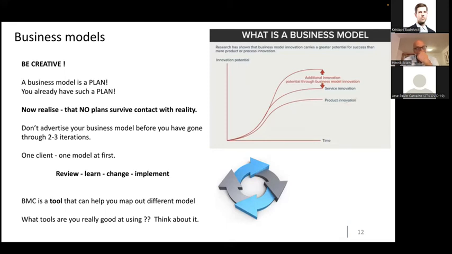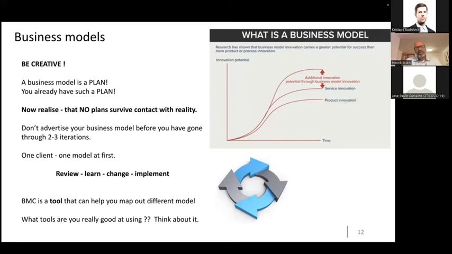Use the quality survey, review it, learn from what doesn't work, change it, and re-implement it again. And don't stop doing it, because markets change, people change. And yes, you can use the business model canvas to map out different models, but the business model canvas does not solve your problems. It's just a tool, and tools are very good at doing things when you know what you're doing. So if you know what you're doing, the business model canvas can be a good tool, just as anything else can be, but it is still just a tool, and tools do not solve problems. People solve problems.